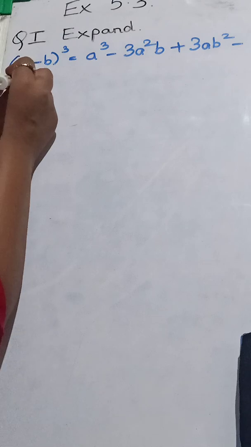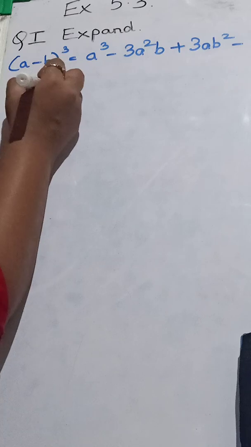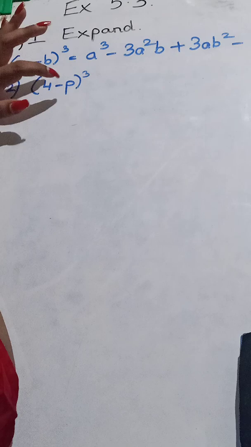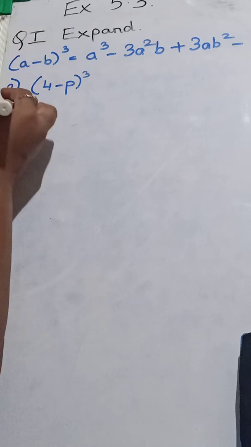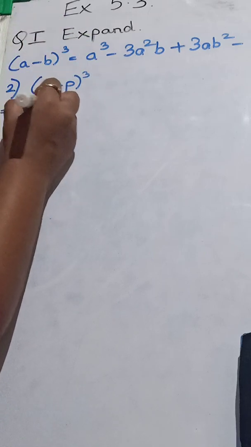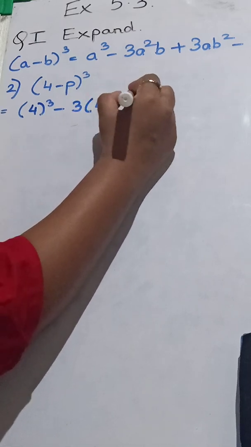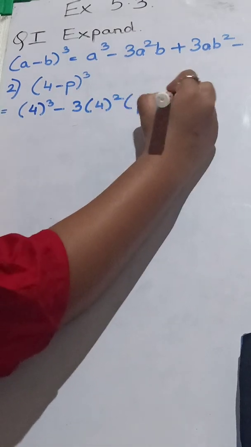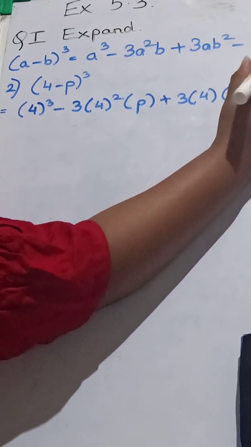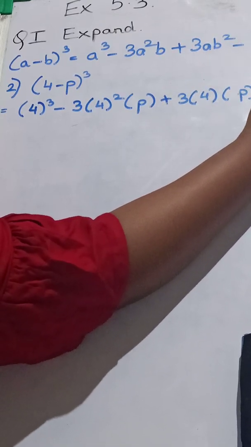So now let's begin with the second sum, that is (4 minus p) the whole cube. So here 4 is a and p is b. So according to that we are going to start now. So a cube, that is 4 cube, minus 3 into 4 square p, plus 3 into 4 p square, minus p cube.